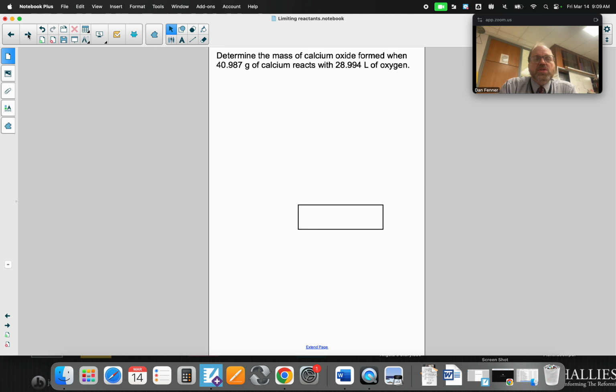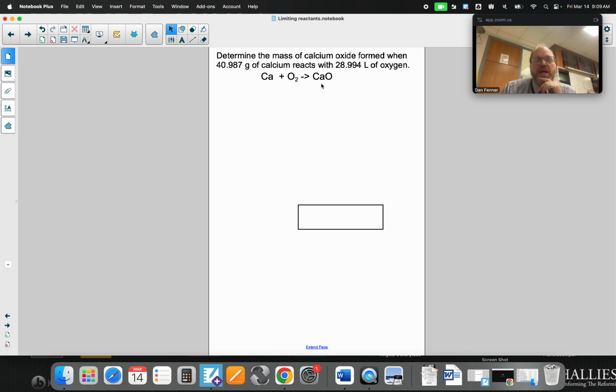All right, so let's do a problem here. Determine the mass of calcium oxide formed when 40.987 grams of calcium reacts with 28.994 liters of oxygen. Any stoichiometry problem, first step, every time, all the time, write the reaction. So we're looking for the words reacts with. So calcium reacts with oxygen.